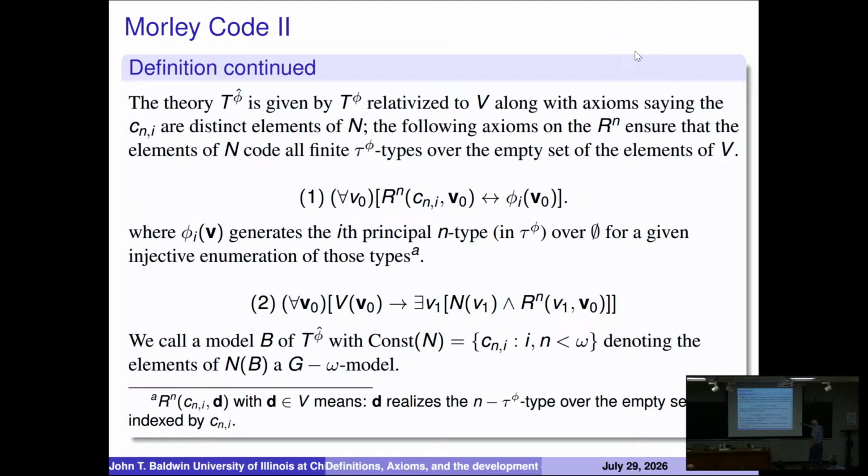And such a thing is called a G omega model. And now what I want to claim is that the models of this theory are the atomic models of the Chang. But no, now I've gotten away from this business of everything being countable. There will be models of this in every cardinality unless something special is done.